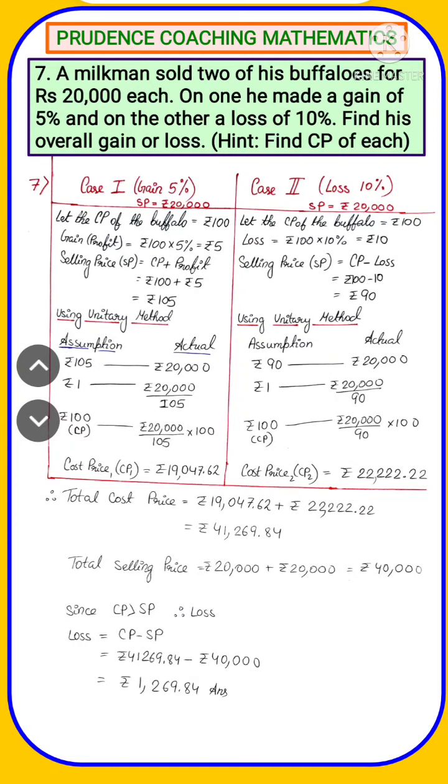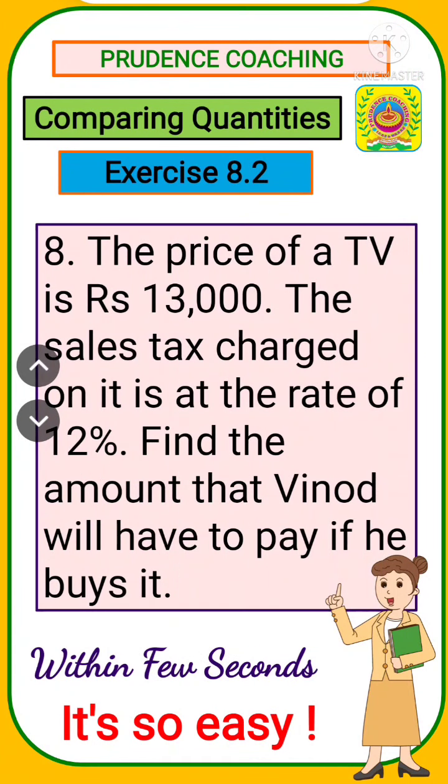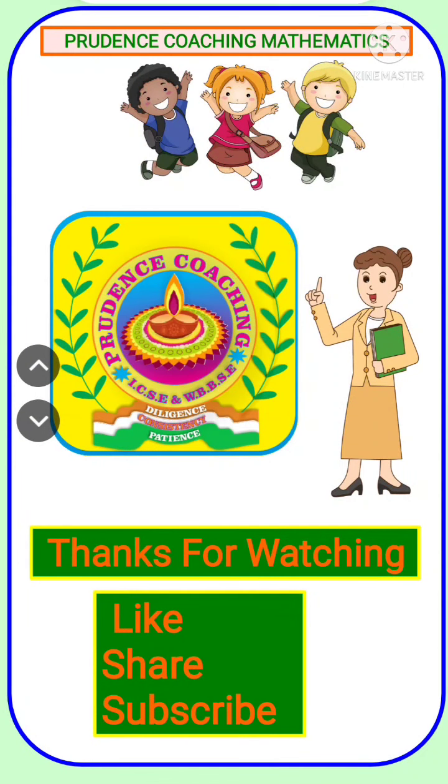Now we need to calculate the loss. Loss equals CP minus SP. Here CP is this one and SP is this one. So we have found out the difference, and here our answer is rupees 1269.84 paise, which is the amount of loss. So with this we come to the end of this particular sum, and this sum is your homework and we will be discussing it in the next class.